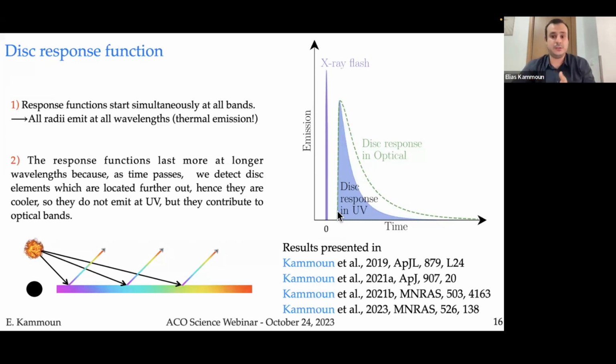So we'll see across the full spectrum the start of the response of the disk from that point. That's why all of them are starting at the same time.